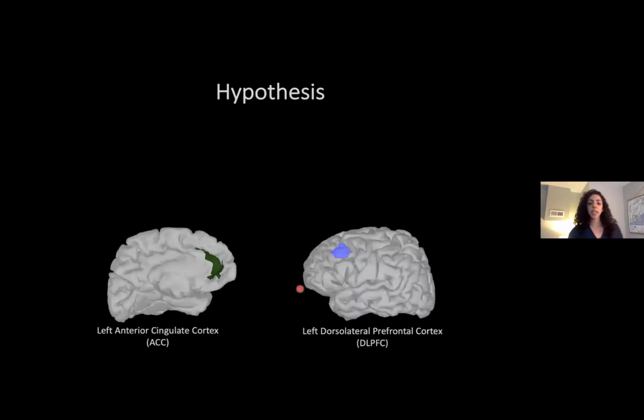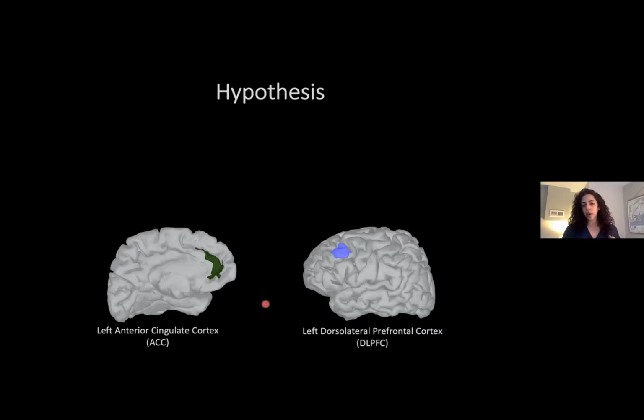So our hypothesis involves two regions of interest, the left anterior cingulate cortex, or ACC, and the left dorsolateral prefrontal cortex, or DLPFC. These two regions have popped up pretty consistently in past studies of the Stroop task. The ACC is thought to play an important role in selective attention, and the DLPFC is thought to be involved in attention switching and also inhibiting inappropriate responses.